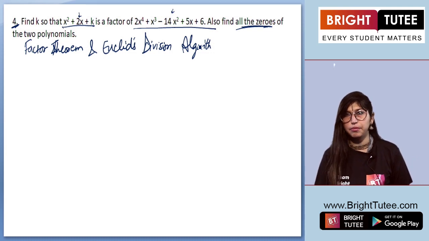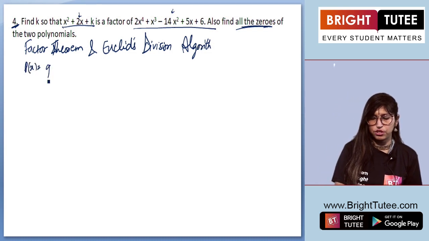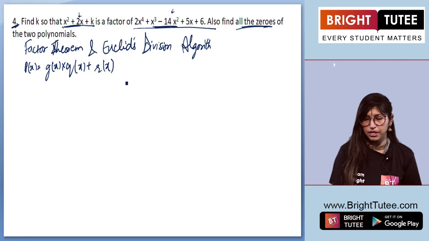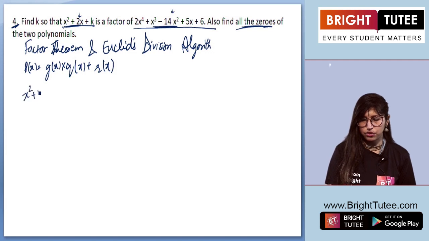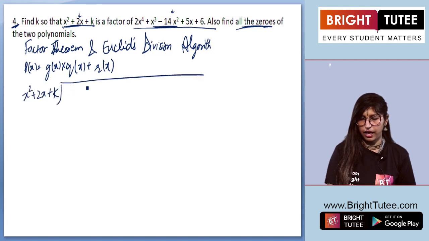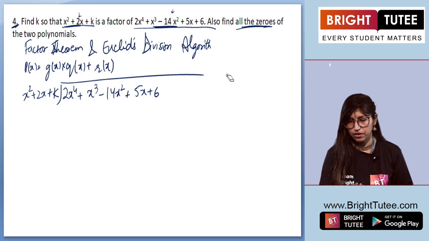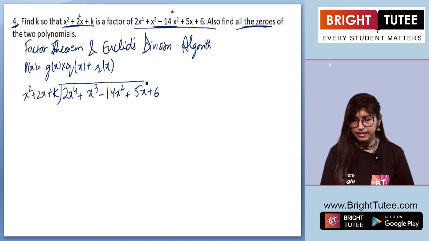Now we'll be using factor theorem and Euclid's division algorithm. So we got p(x) equals g(x) into q(x) plus r(x), and over here we'll be dividing these two. So we get x square plus 2x plus k and 2x^4 plus x cube minus 14x square plus 5x plus 6. Okay, so now we'll be starting and dividing these two.